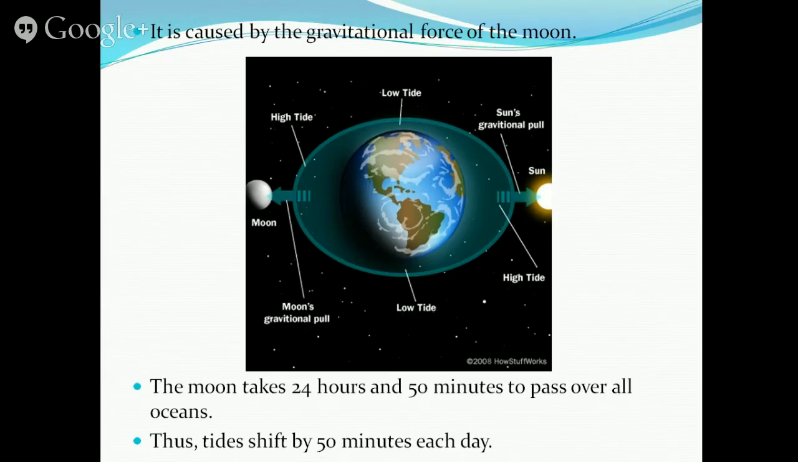So because it's not exactly 24 hours, your different high tides vary a little bit each day. They're about 50 minutes later. So if high tide today is at 3 o'clock in the afternoon, tomorrow it will be at 3:50. And the next day it'll be at 4:40, and the next day at 5:30, and so forth and so forth.